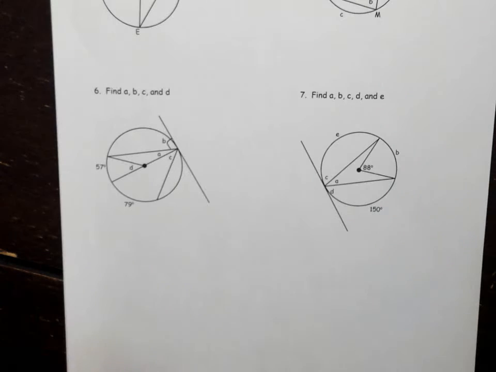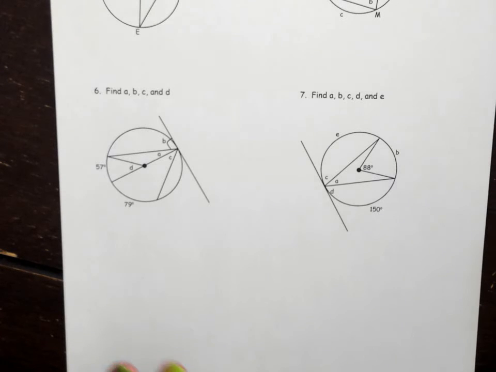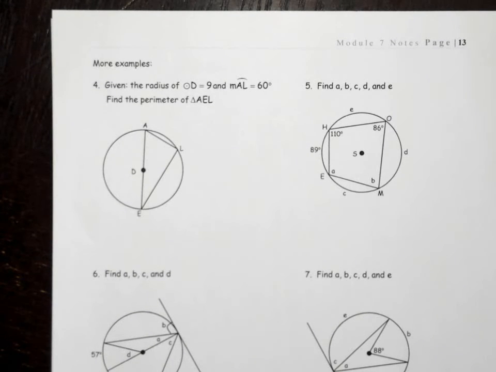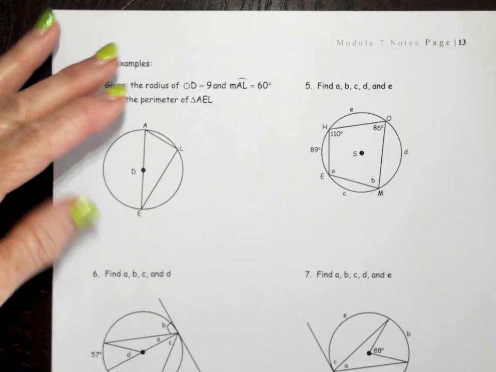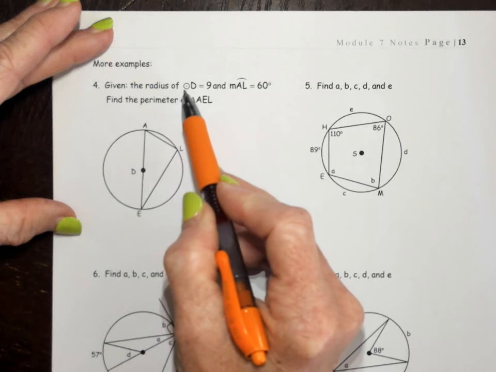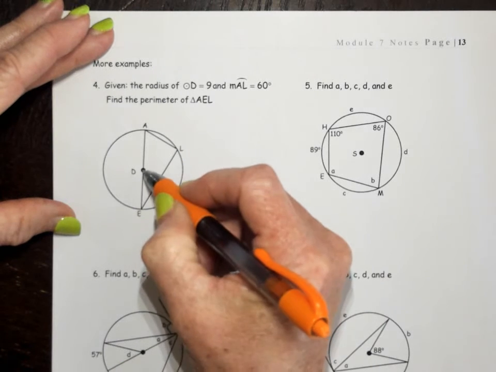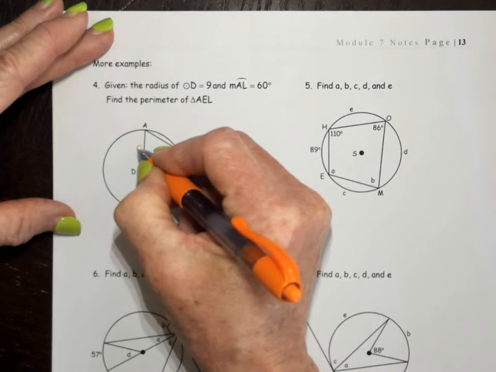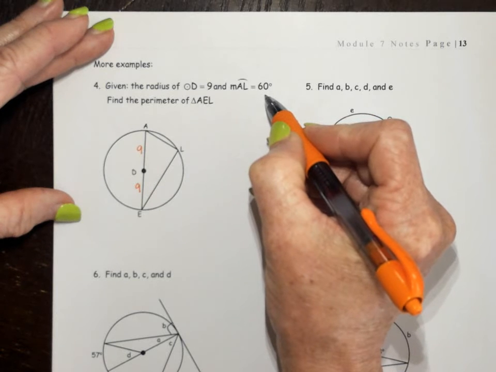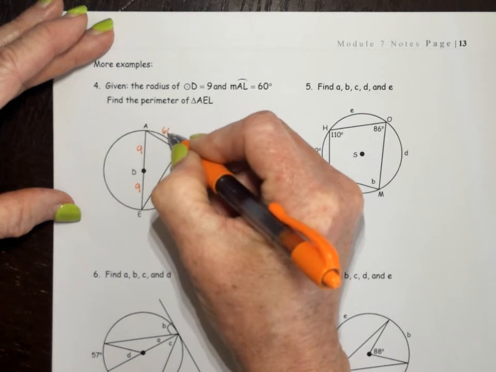All right. Let's go ahead and do some problems here with these last three properties. Given that the radius of circle D is 9 and the measure of arc AL is 60 degrees, I would like you to find the perimeter of triangle AEL. Let's put the information that we know in this diagram. The radius of circle D is 9. So there are two radii on here, each one is 9. The measure of arc AL is 60 degrees, so let's put a 60 degrees up here.